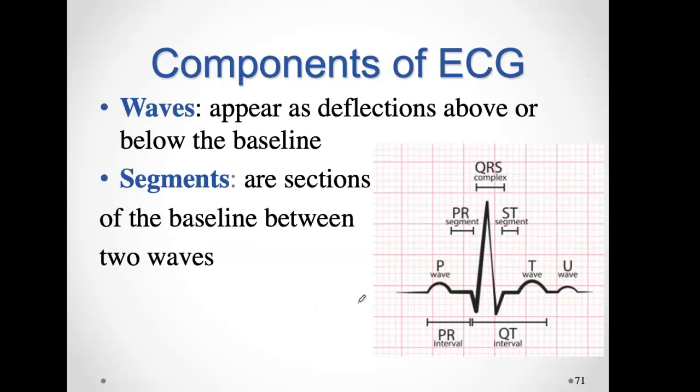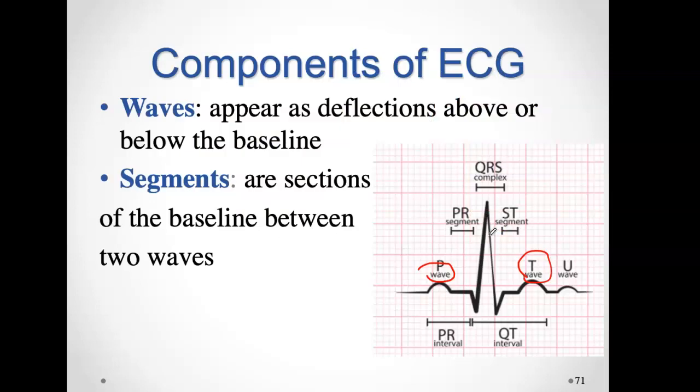The terminology is, when you speak of a wave, it's going to appear as a deflection above or below that baseline. So you have the P wave and the T wave. Don't worry about the U wave here. And then again, a complex when it's more than one.